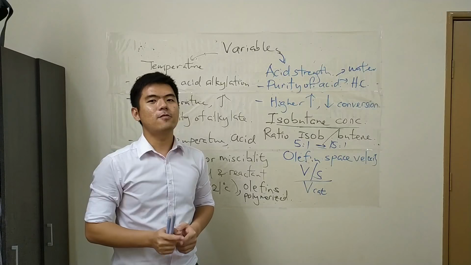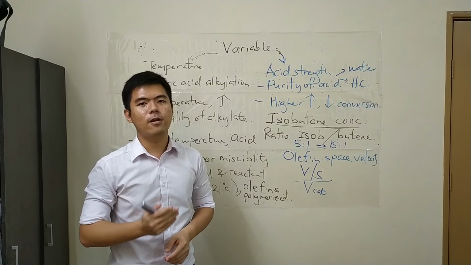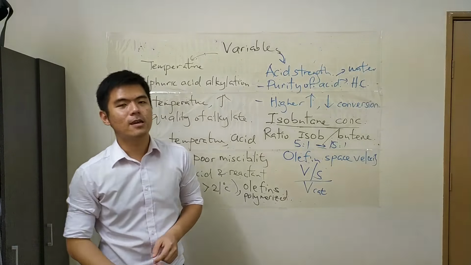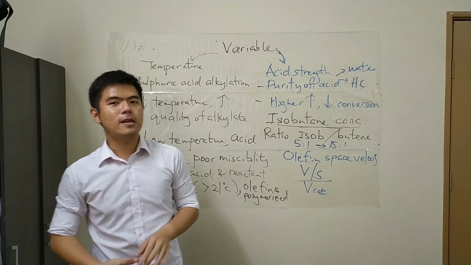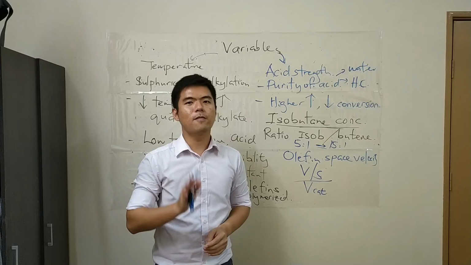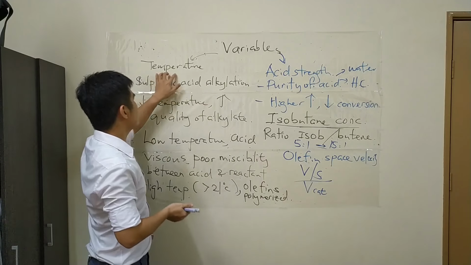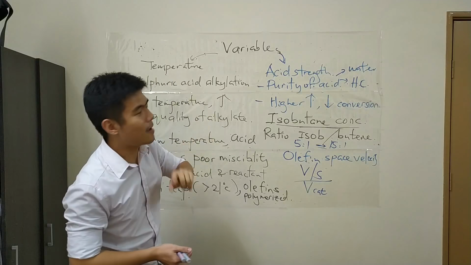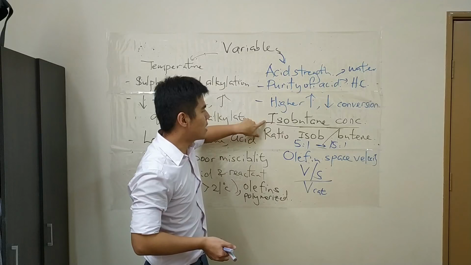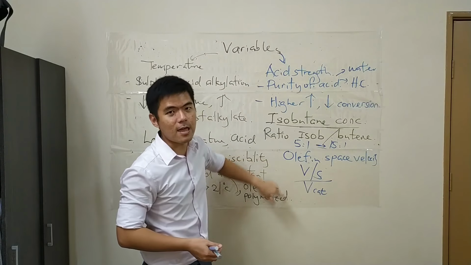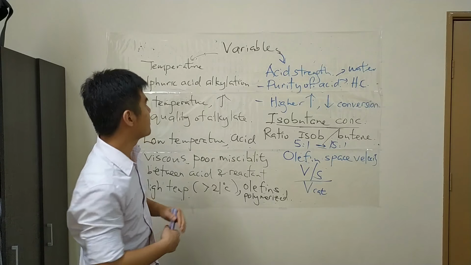So our last video is talking about the operating variables that could be varied during an alkylation process. Here, we are going to introduce four major parameters that could be varied. The first one is temperature, next, acid strength, isobutane concentration, and lastly, olefin space velocity.